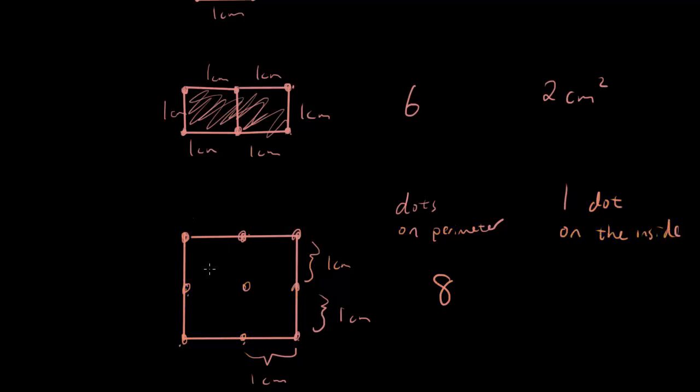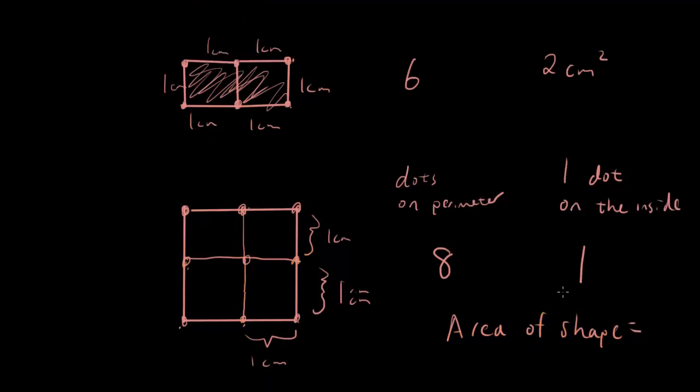Okay, the perimeter does not count. The dot in the middle is not part of the perimeter. The dot in the middle is on the inside of the shape, and there is 1 dot. Okay, and what is the area of the shape? The area of the shape is, how many squares does it cover? It covers 1, 2, 3, 4 squares. So the area is 4 centimeters squared.